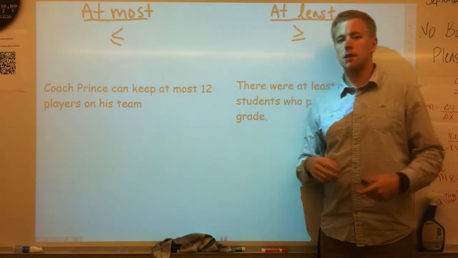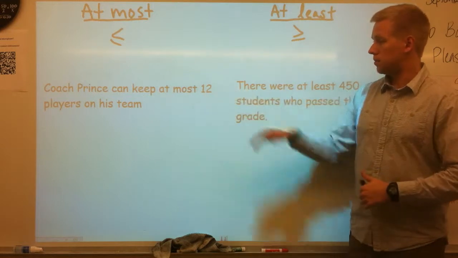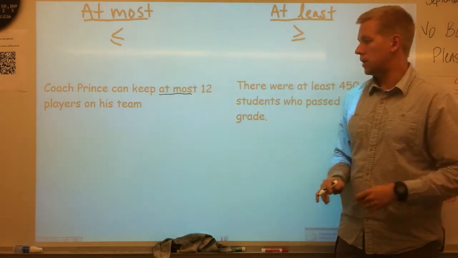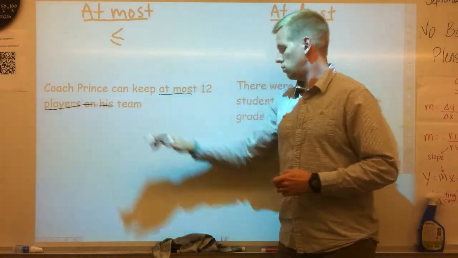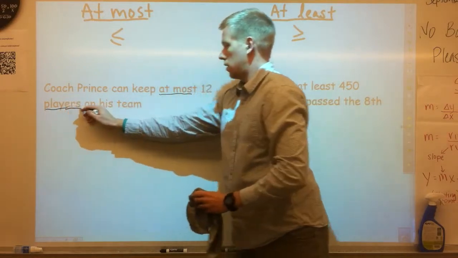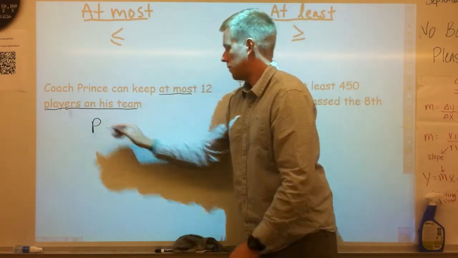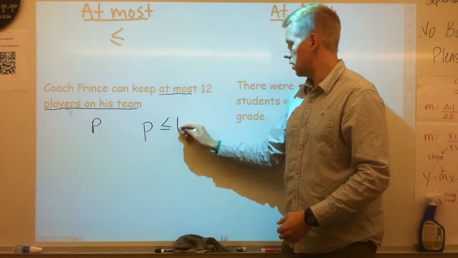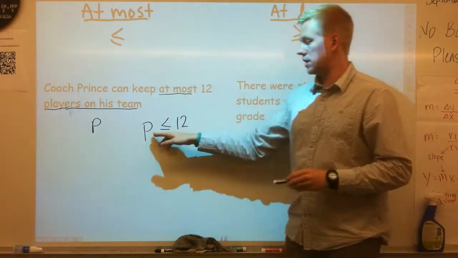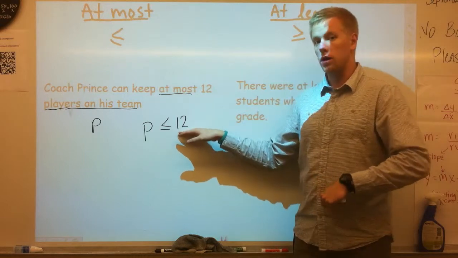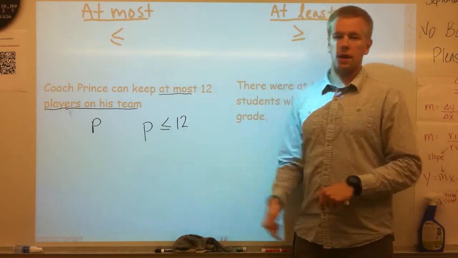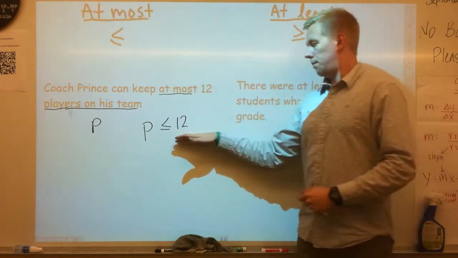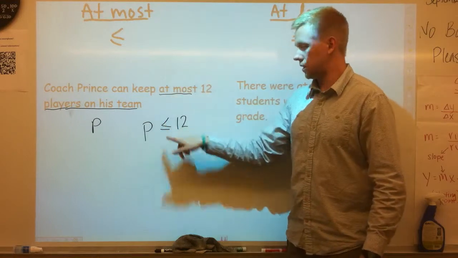You'll see these two phrases in word problems a lot, as these examples show you. Coach Prince can keep at most 12 players on his team. We'll represent the players on his team with the letter P. By modeling the situation, I would just say P is less than or equal to 12. Because the players on his team can be anything less than 12 or equal to 12. So it could be 12, 11, 10, 9, and so on down to 0. Okay? So that's the model for that situation. If I have at most, it's going to be less than or equal to.